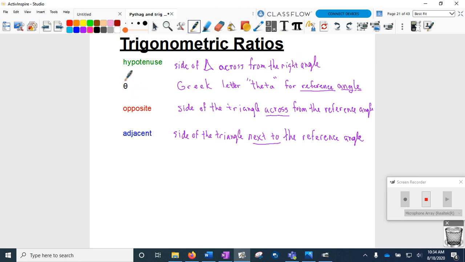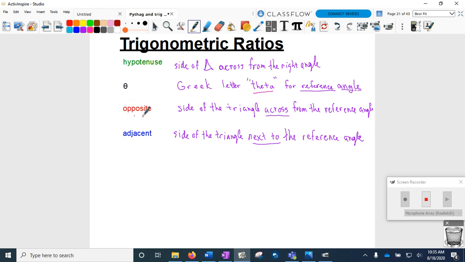All right, you're going to start seeing this little symbol here. It's not a O, it's not a 0. This is the Greek letter theta. Okay? Take a second and say that out loud. Theta. Get used to saying it. Theta. All right? The other two things we need to be able to label on our triangle are the opposite side and the adjacent side.